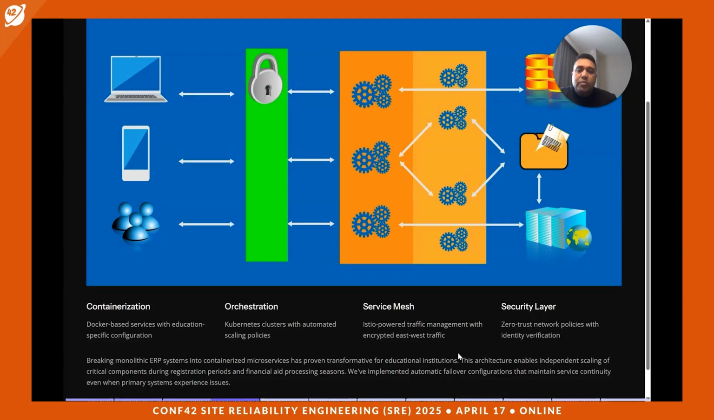Breaking monolithic ERP systems into containerized microservices has proven transformative for educational institutions. This architecture enables independent scaling of critical components during the registration period and financial aid processing season. Because what we have seen is during the registration period, more resources need to be allocated so that the students can register. During financial aid processing also, we need more resources allocated to those functions. So that is how this architecture helps during those peak periods in managing the workload.